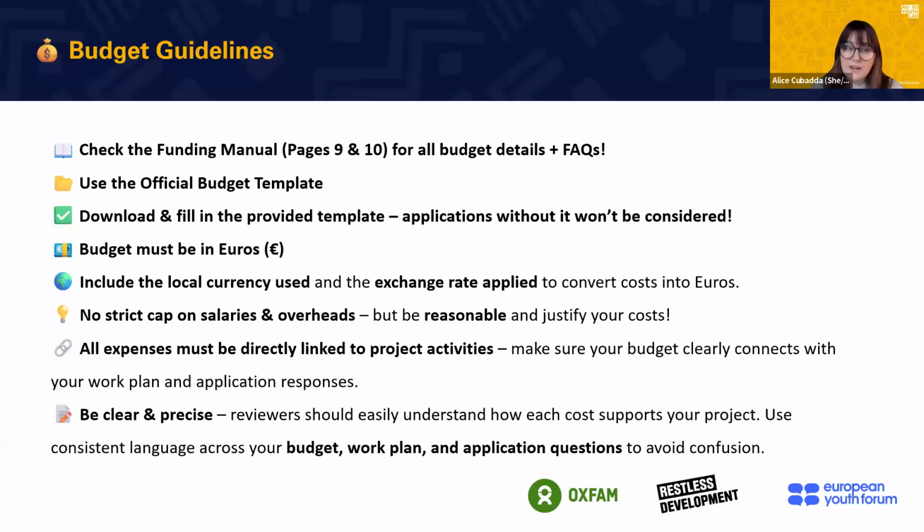We advise you to be clear and precise, because the reviewer needs to be able to understand what costs you include to support the project. So please use consistent language, and especially make the parallel between what you include in your application reply, the work plan and the budget, to be sure that everything is aligned. It will really help the reviewer not get lost in what you want to do with the grants you're applying for. Next slide, please, Sushaita.